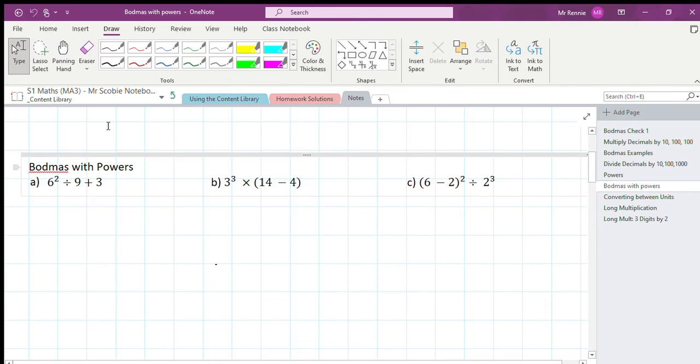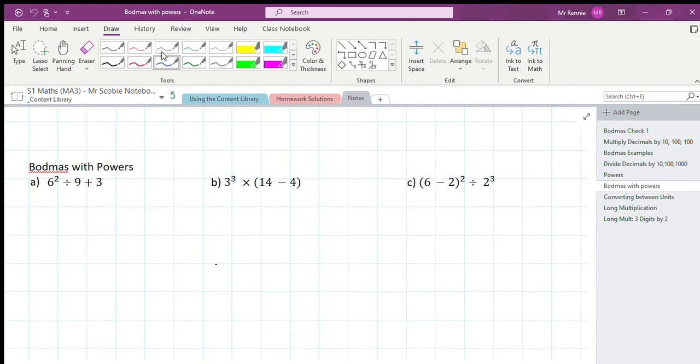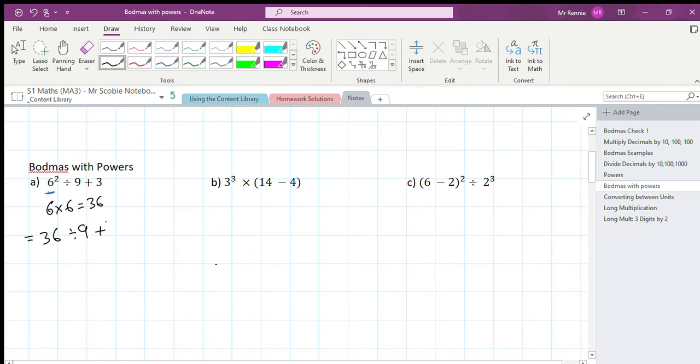So the first thing I need to do, think of Bodmas, well there's no brackets, so I don't need to worry about brackets. But what I need to do is deal with the power. That's the first thing I need to look at if there's no brackets. If there's any powers, let's work out what those powers are. So 6 squared means 6 times 6, and 6 times 6 gives me 36. So what this question becomes is now 36 divided by 9, then we add 3.